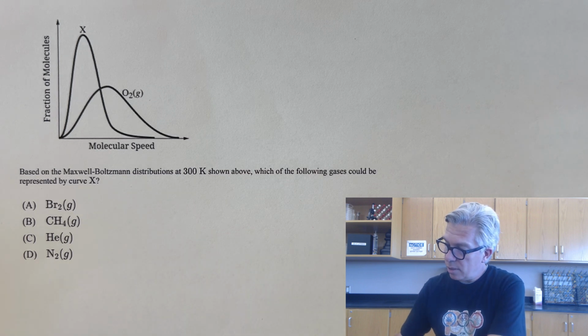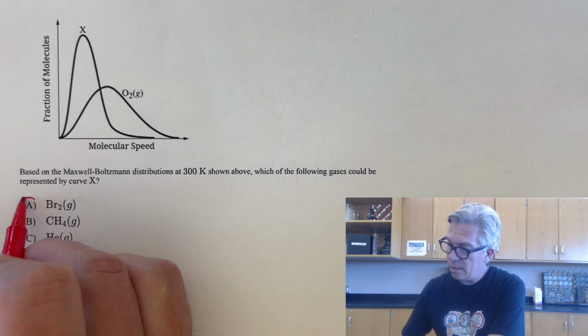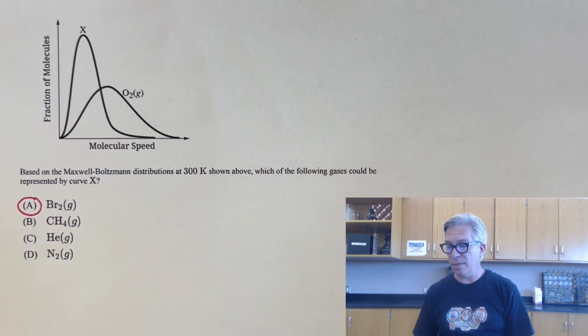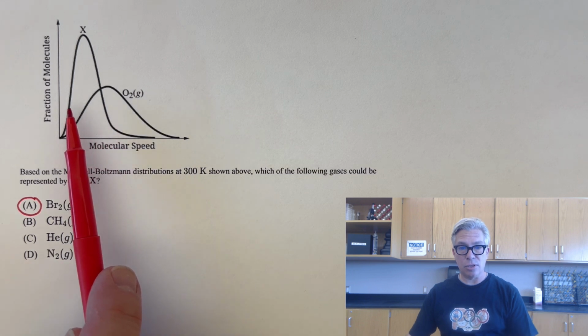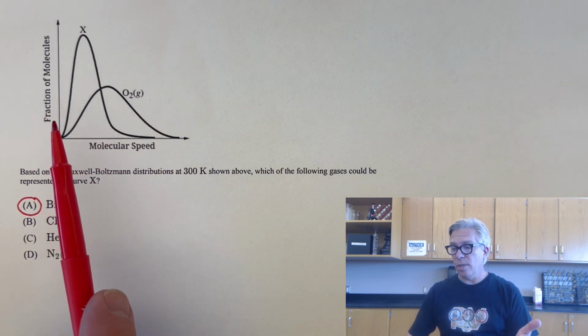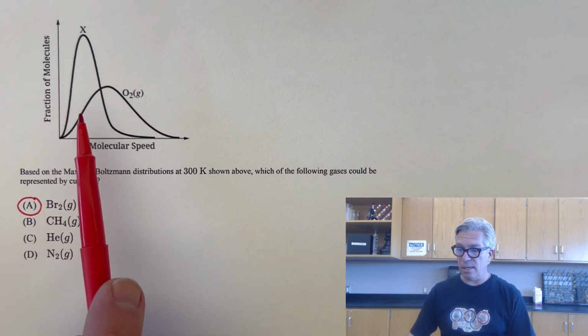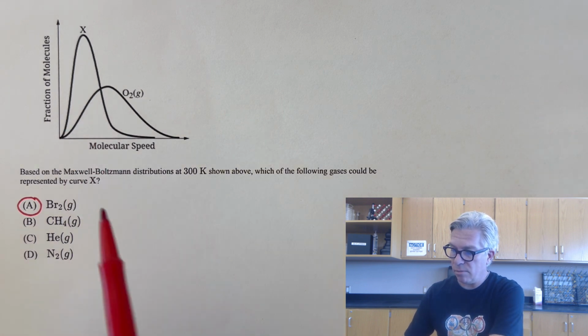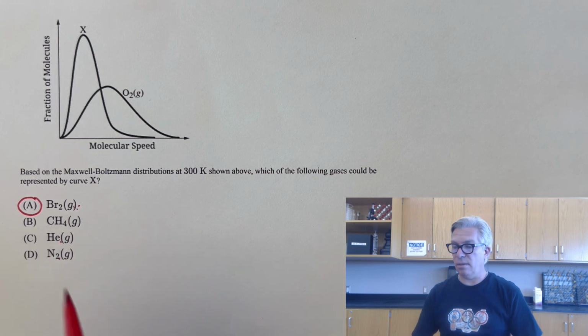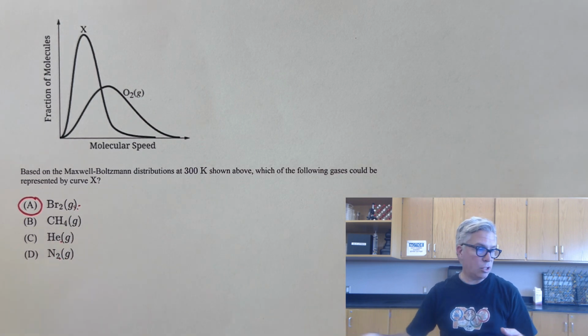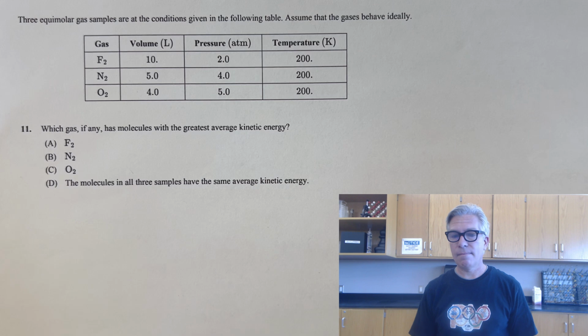Okay, and if you chose A, then good job on that one. We're looking for something that's moving slower at the same temperature. We're looking for something with a higher molar mass than oxygen, and the only one with a higher molar mass than oxygen is bromine. The rest of these are lower than the molar mass of oxygen. So if you got that one, great, good job, and we're moving into our last section.